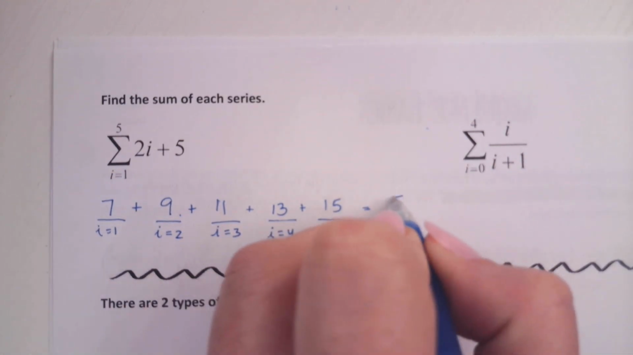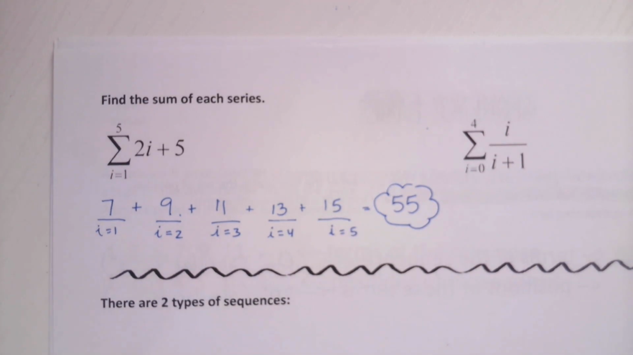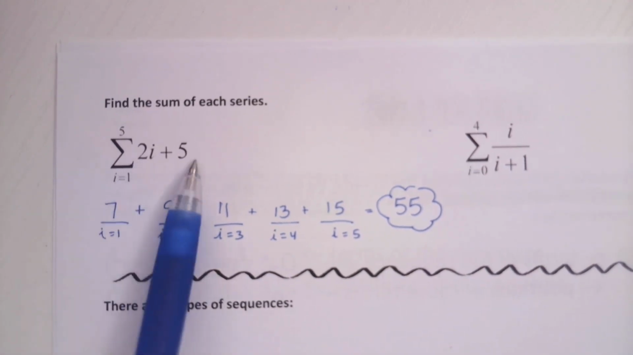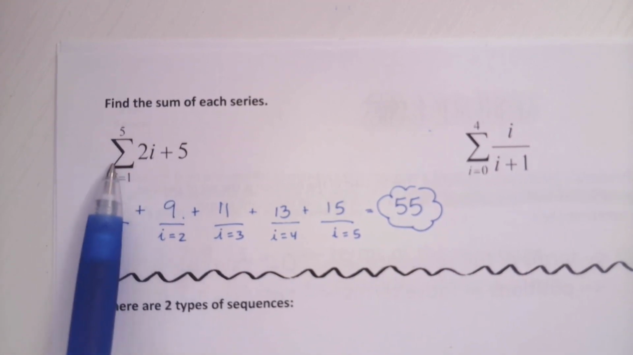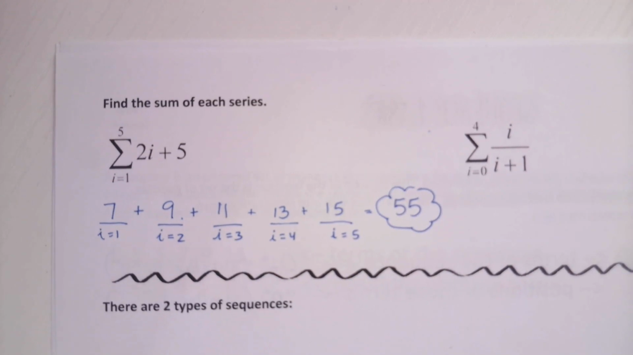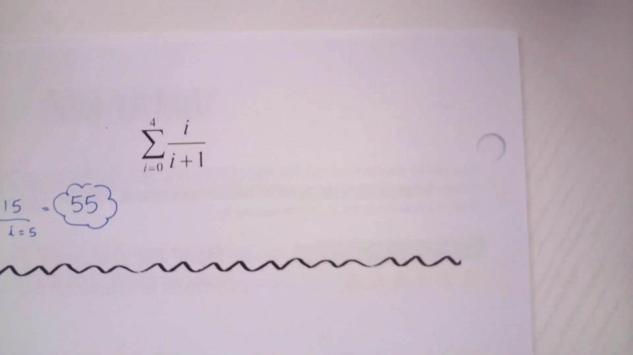55. Very good. There's our sum. So again, this notation means start with the first term, go to the fifth term. It's going to follow this rule, but then you also have to find the sum. So it's like a weird way of telling you 4 different things. Well, I know what the next one is. All right, looking at the next one.